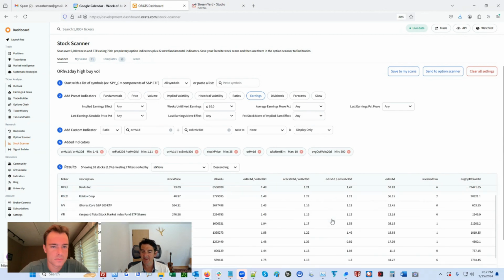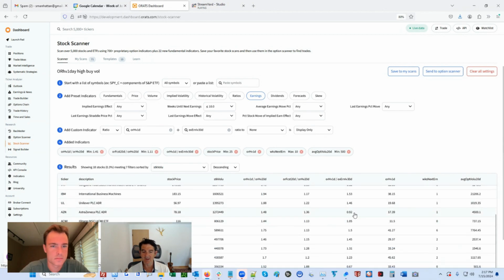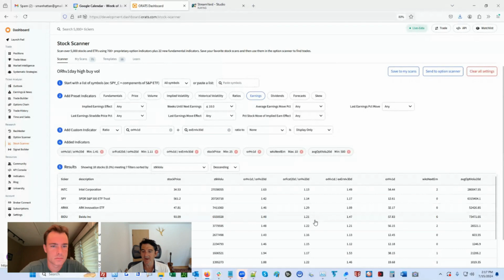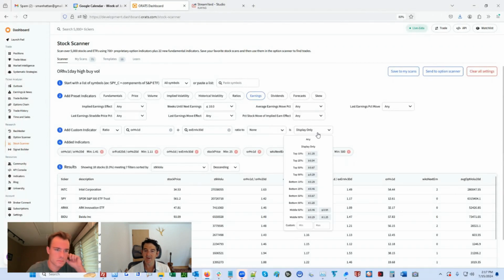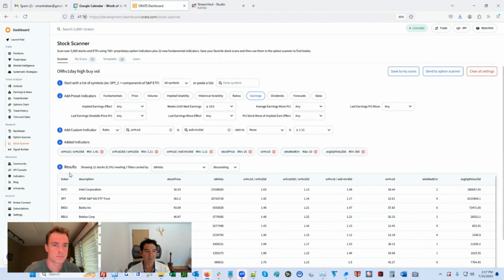ARC is 9% higher. That's okay. Here's one that's lower, so we don't want that. So we'll set this at maybe 10%, or since I'm lazy, I always go 1.11. All right, so we're down to 12 stocks. That's pretty cool, including the SPY. So this is saying let's buy some SPY, and same with Intel.